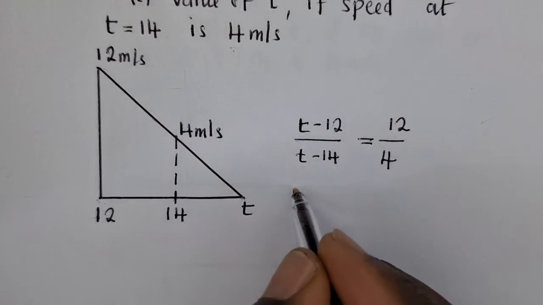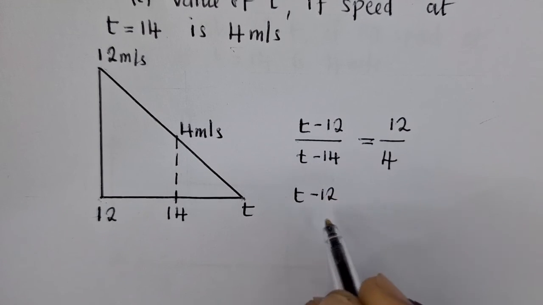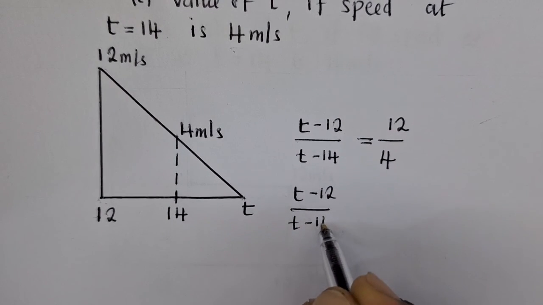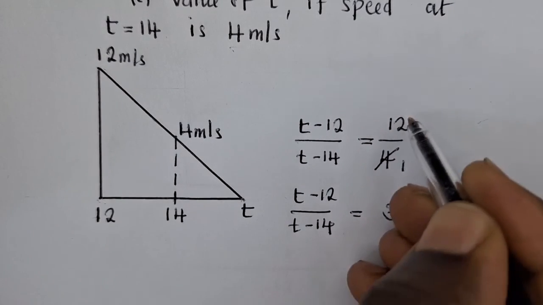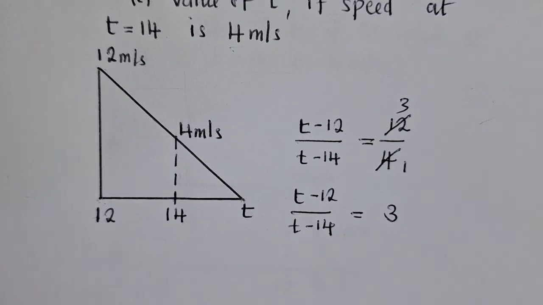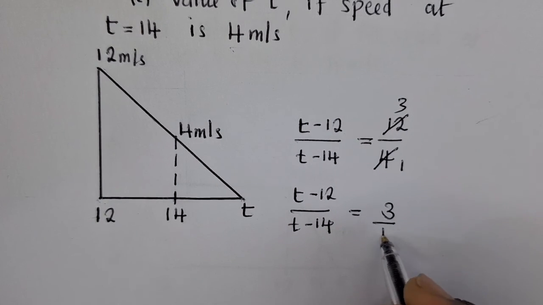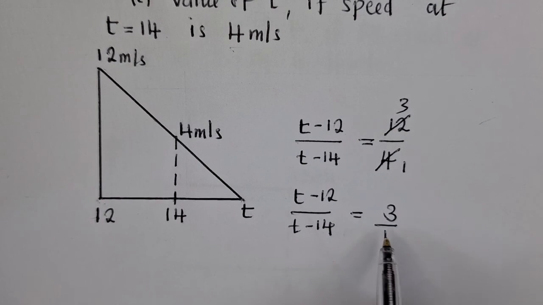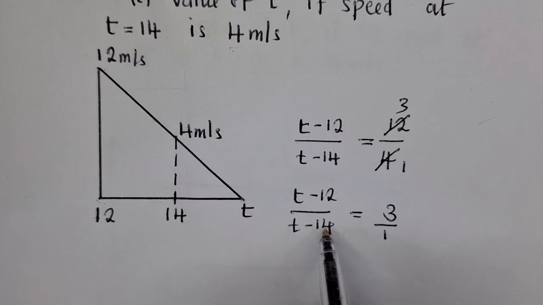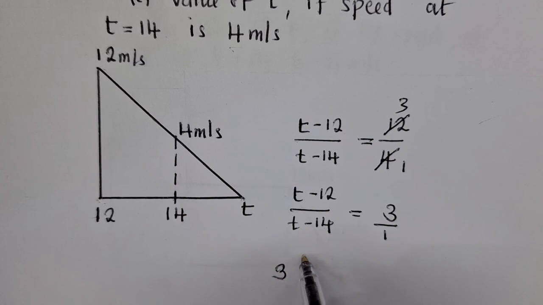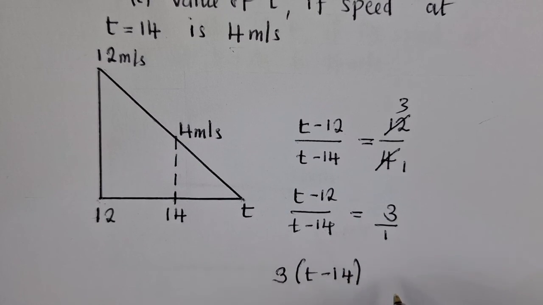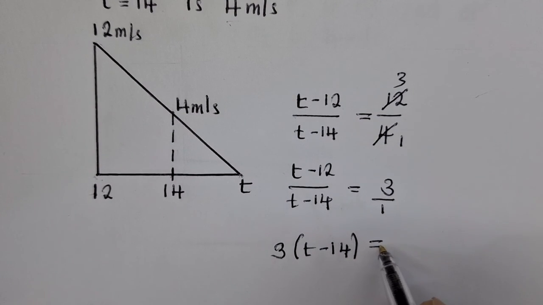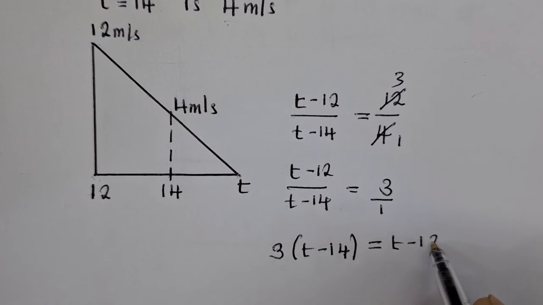Of course, we can simplify here. When we simplify, we're going to get a 3, because 4 into 4 is 1, and into 12 is 3. So we'll get 3. We can form a fraction here so that we cross multiply. We know that there's a 1 down here, which won't change anything. So it will be t minus 14 times 3. Brackets mean multiplication, which is equal to t minus 12.